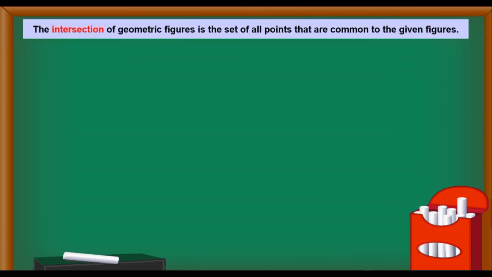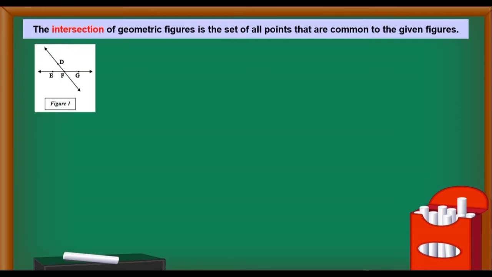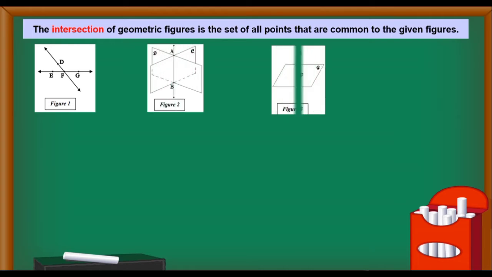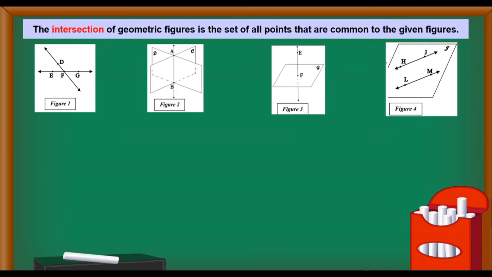So, remember that the intersection of geometric figures is the set of all points that are common to the given figures. So, tandaan natin, pag sinabing intersection, kadalasan ito ay naririnig natin sa kalsada. Diba? Mayroon siyang intersection, ibig sabihin, may dalawang kalsada na merong point of intersection o yung pinakagitna nila. Okay? So, meron tayong figure 1, kung makikita natin. Si figure 2, ayan. Si figure 3, at si figure 4. So, ano ang kinalaman ng apat na figure?